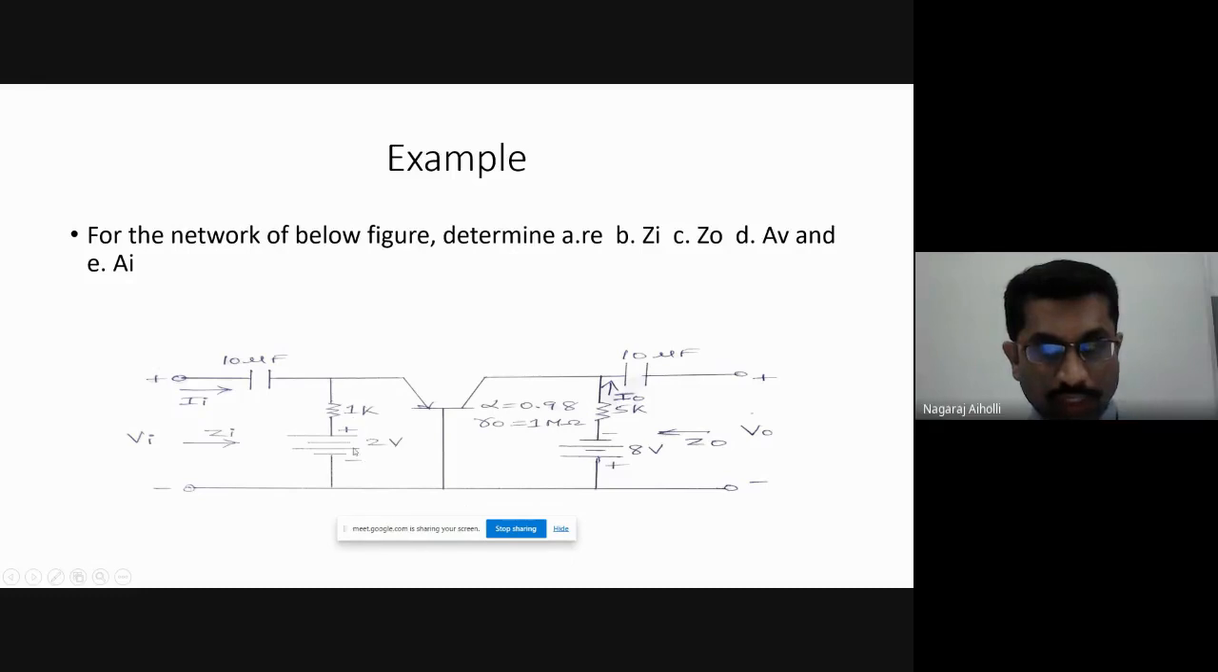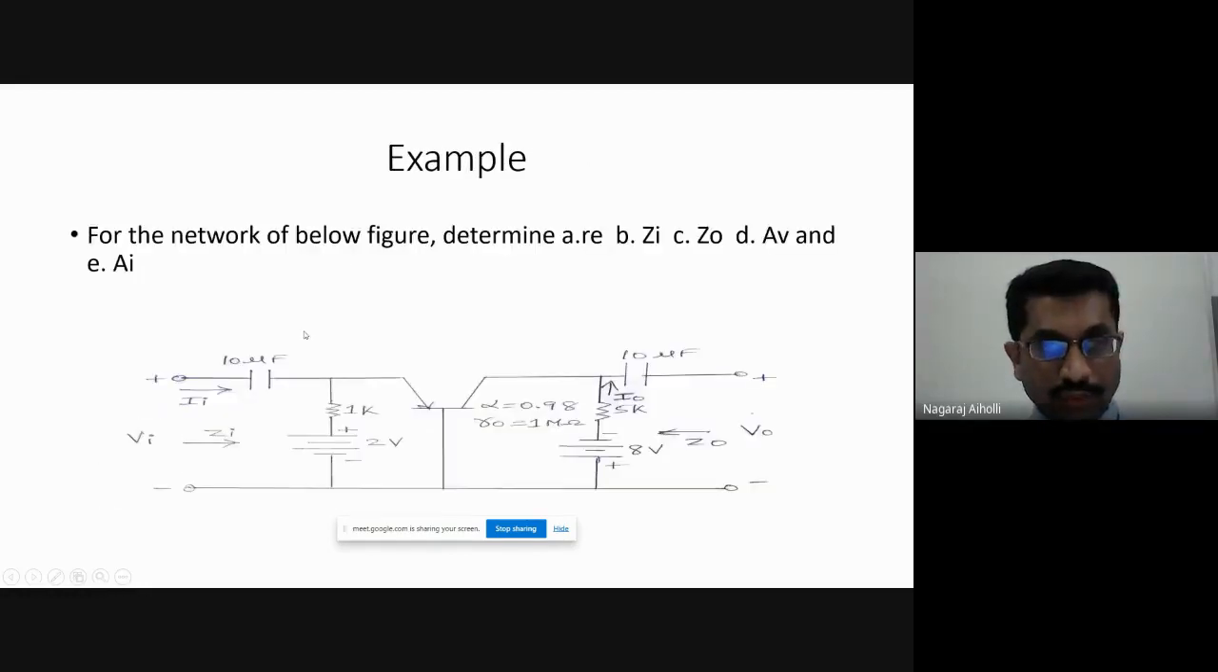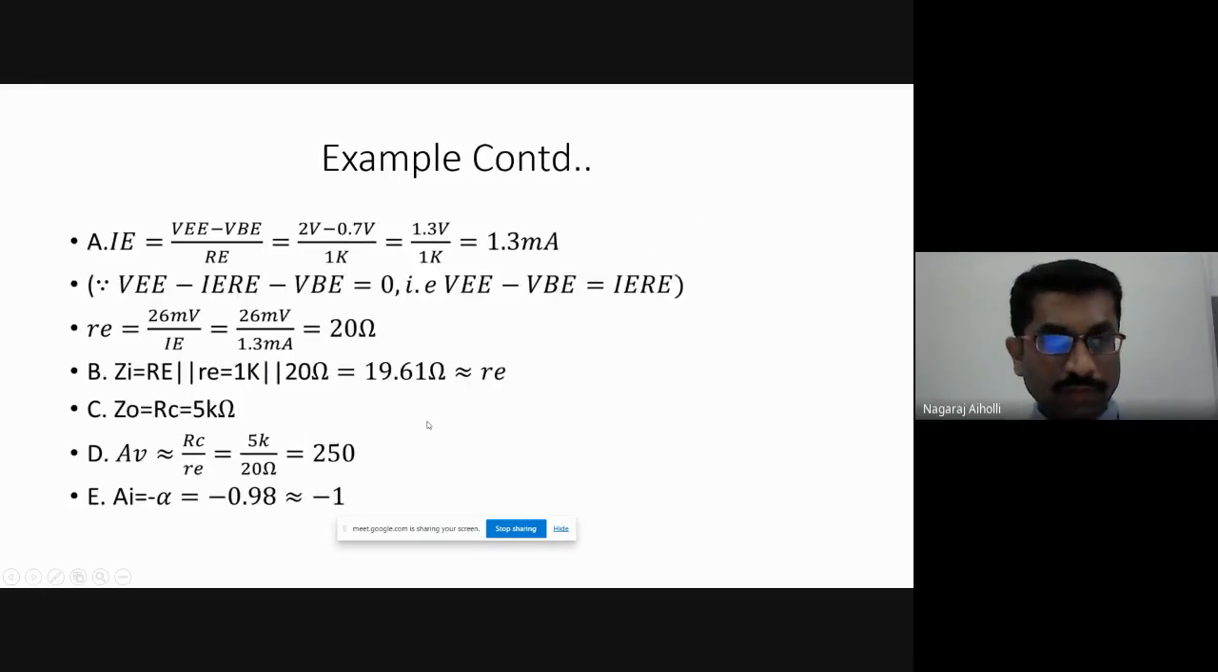It is VEE, this VEE is 2 volts, going from negative to positive, plus VEE. VEE minus IE into RE, current entering positive, current leaving negative, positive to negative, minus IE RE. Then minus VBE is equal to 0. VEE minus IE RE minus VBE is equal to 0, or VEE minus VBE is equal to IE RE. VEE minus VBE is equal to IE into RE.